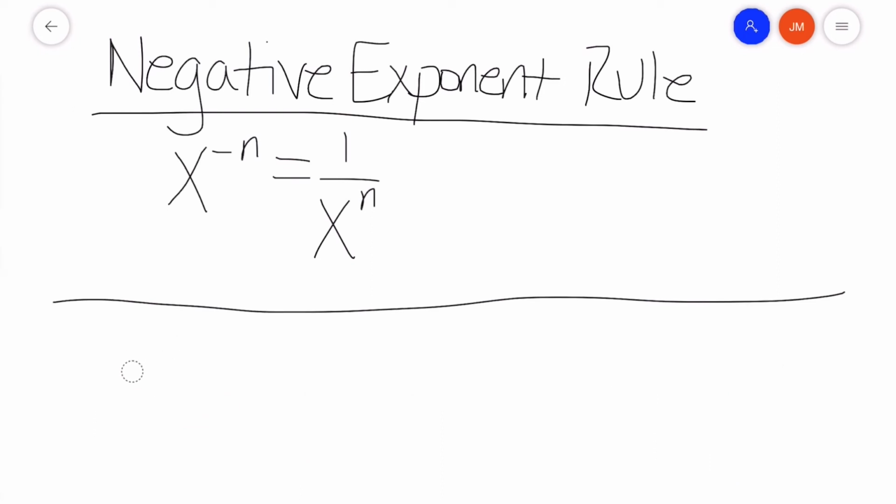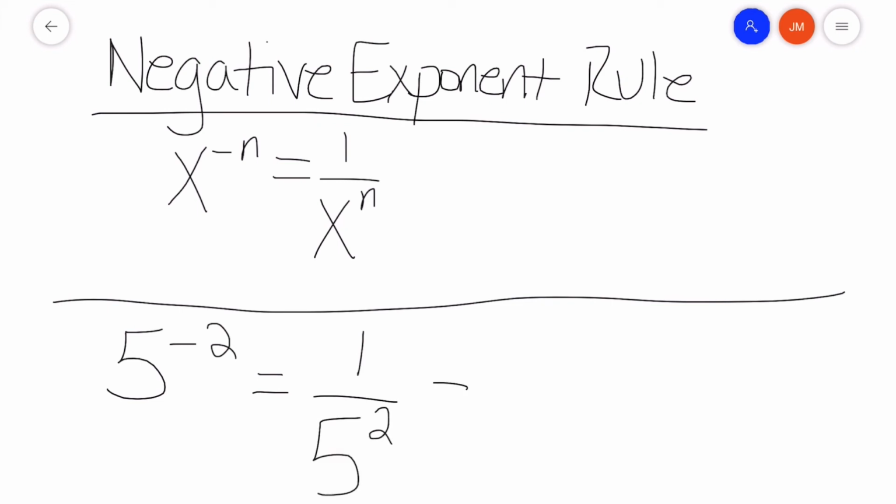So we have 5 to the negative 2 power, which equals 1 over 5 squared based on our rule. So this is equivalent to 1 over 25.